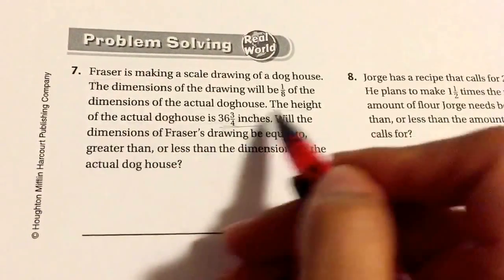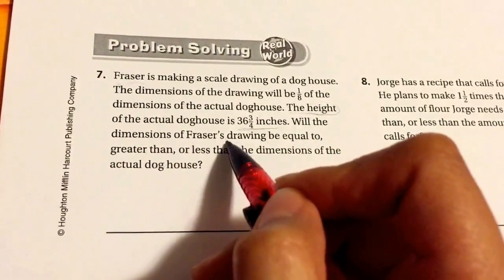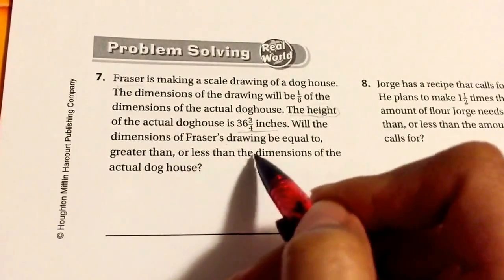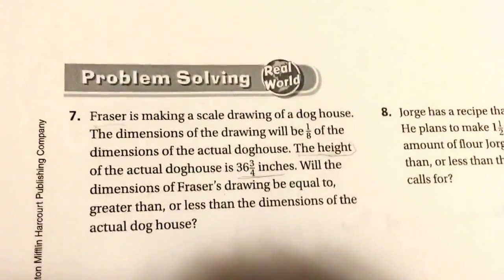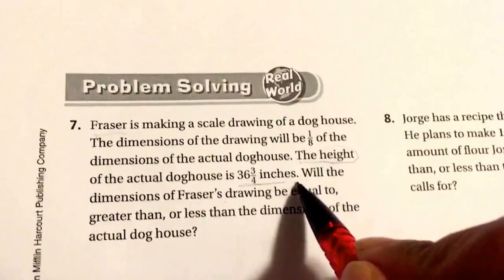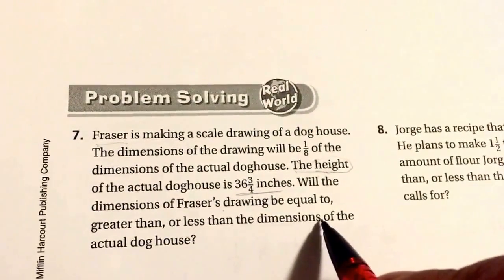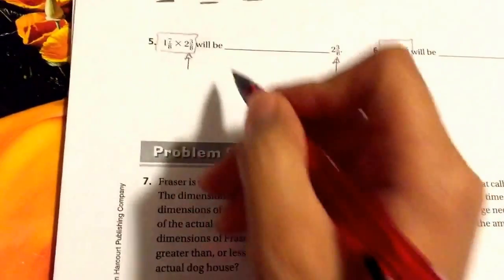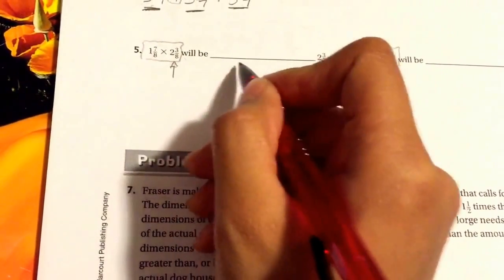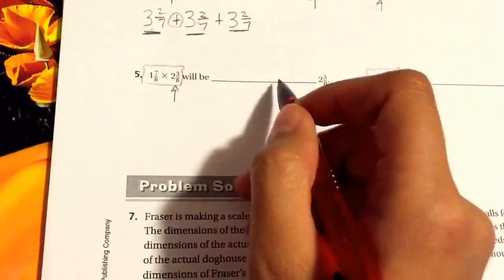Will the dimensions, which they mean in this case because they mentioned height, will the height of Fraser's drawing be equal to, greater than, or less than the dimensions of the actual doghouse? Phew! There's quite a few words here, but let's slow it down and see. By looking at this, I see that something will be blank, less than, greater than, or equal to something else. So we're going to use this sentence frame here.